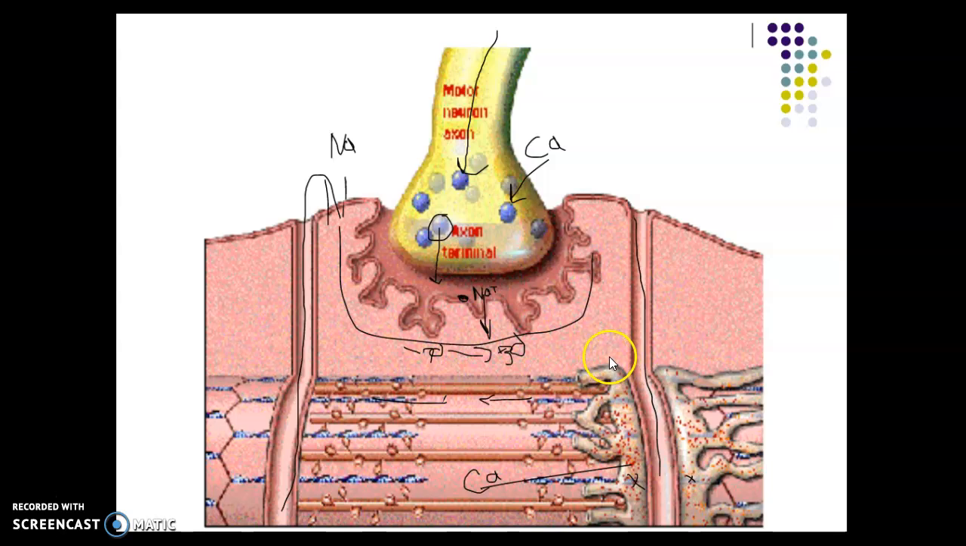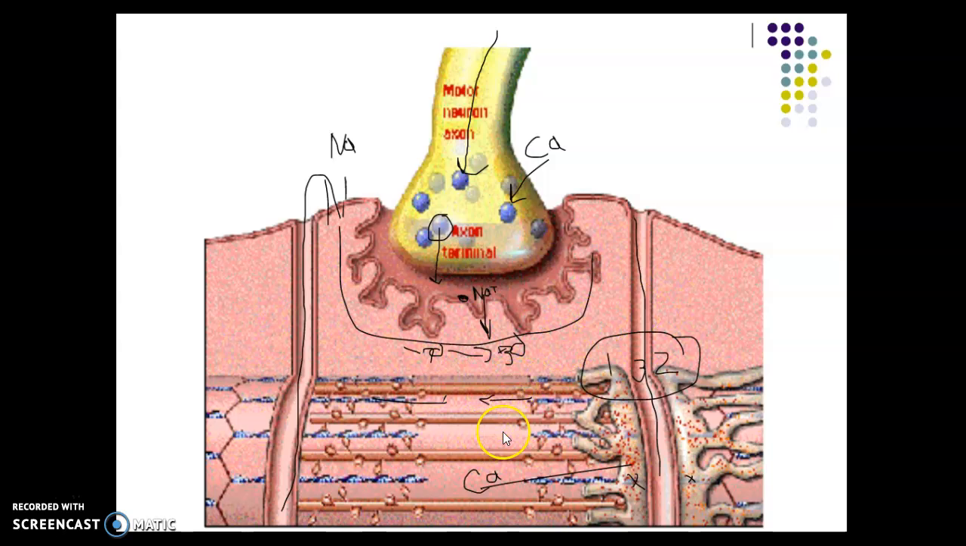And I told you that these two terminal cisternae, we call them, so there's 1, 2, and then this would be the T-tubule. These three things together, we call them a triad. And every Z-disc has a triad sitting on top of it.